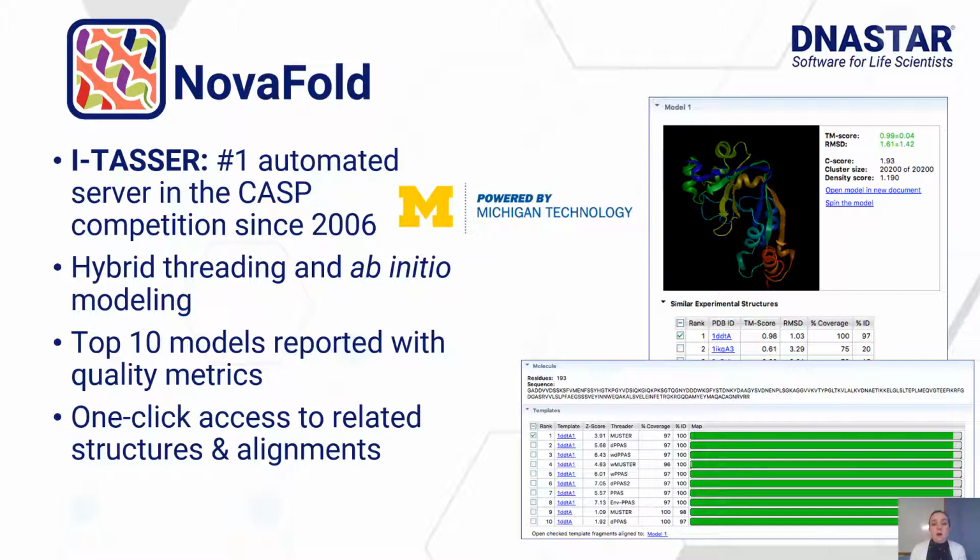The results are a list of templates and models and a full report showing you different quality metrics and options for downstream analysis, things like protein structure alignment, sequence analysis, and more.